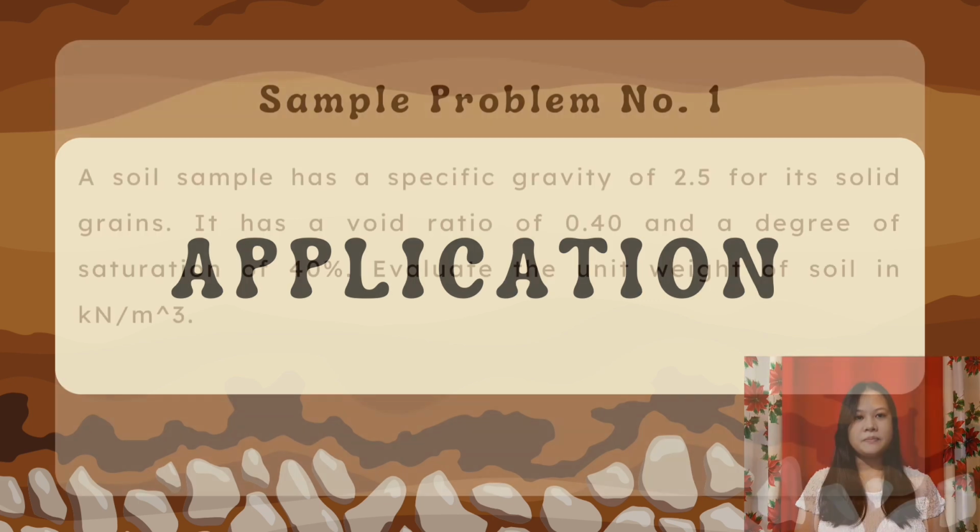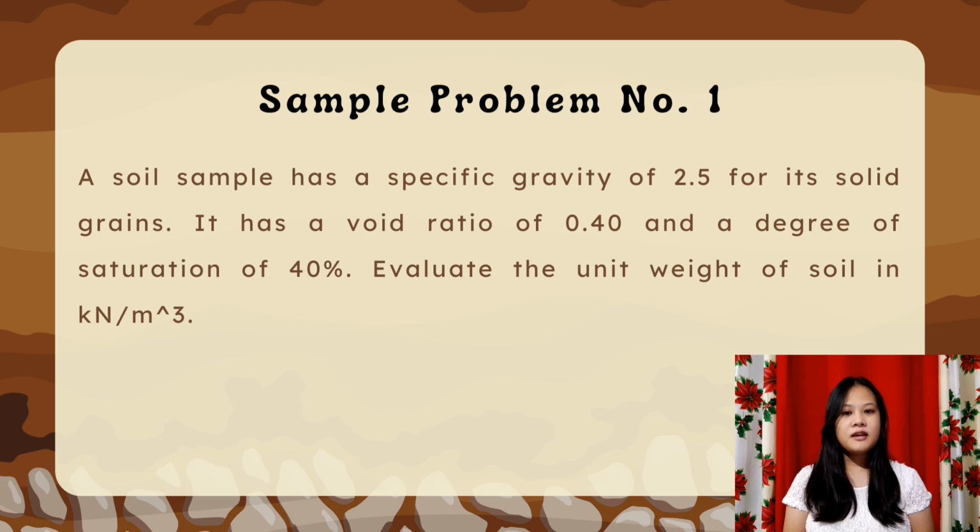Sa sample number 1, a soil sample has a specific gravity of 2.5 for its solid grains. It has a void ratio of 0.40 and a degree of saturation of 40%. Evaluate the unit weight of soil in kilonewton per meter cube.